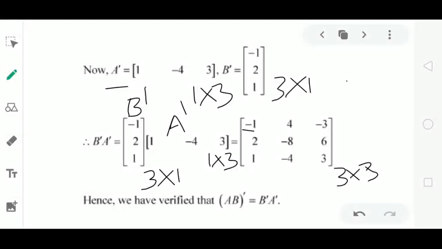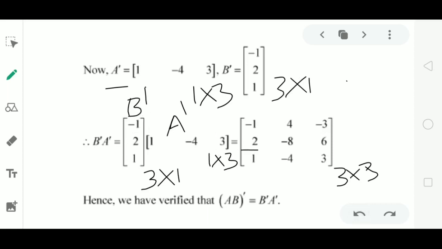For the first element, that is the element lying in the first row, first column, we consider the first row of B dash and the first column of A dash, and multiply them element wise. Minus 1 into 1 is minus 1. For the second element, lying in the first row, second column, consider the first row of B dash and the second column of A dash. Minus 1 into minus 4 is plus 4. For the third element, lying in the first row, third column, consider the first row of the first matrix B dash and the third column of the second matrix A dash. Minus 1 into 3, minus 3.